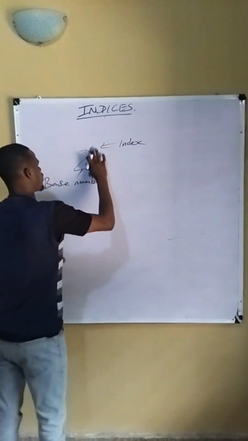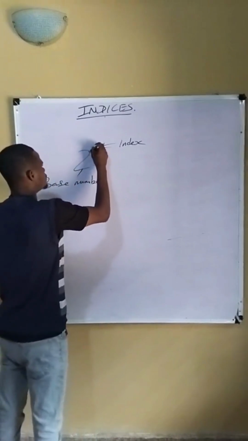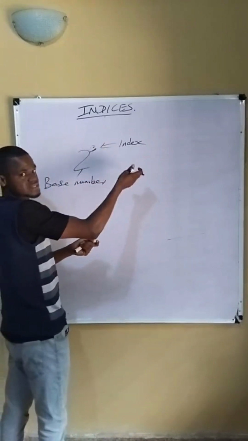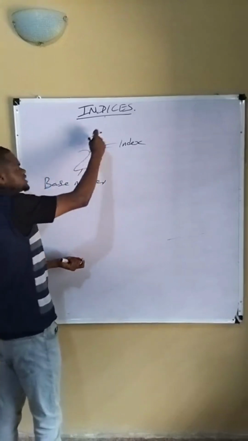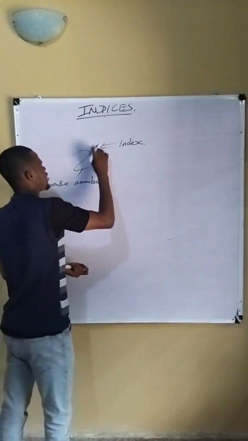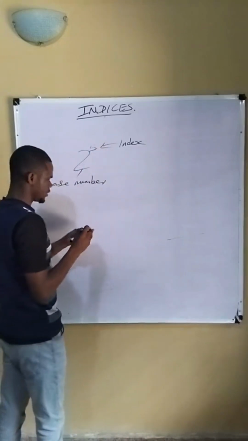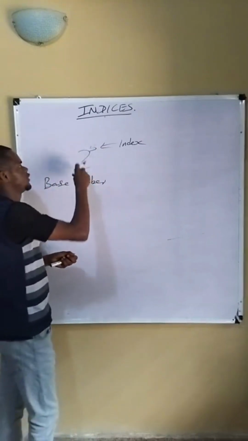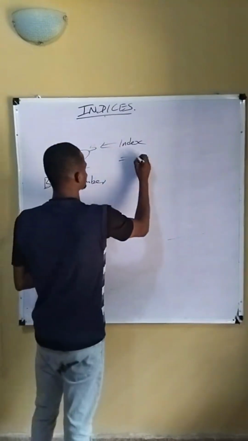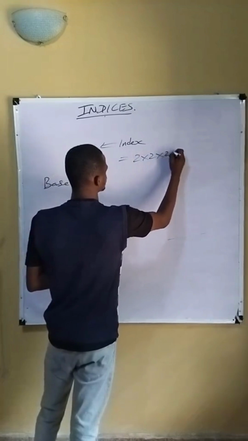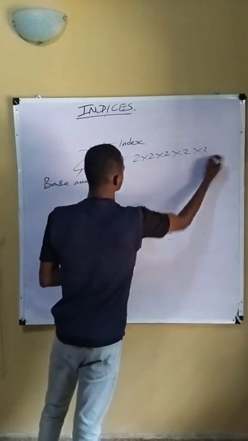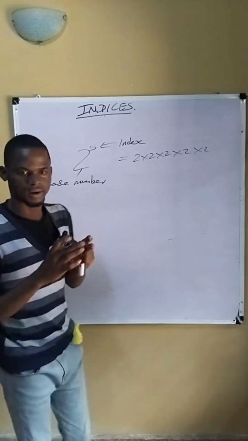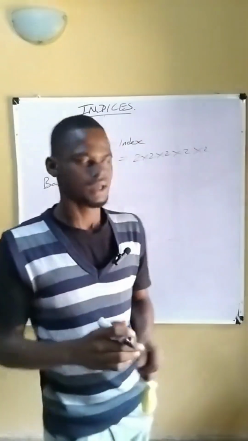If here was 3, this 3 would tell us how many times this base number 2 has to be multiplied by itself. That means 2 will multiply itself 3 times. But since here is 5, this 5 tells us how many times the 2 will multiply itself. 2 raised to the power of 5 will be equal to 2 times 2 times 2 times 2 times 2. That's 5 times. Now that's what indices is all about.